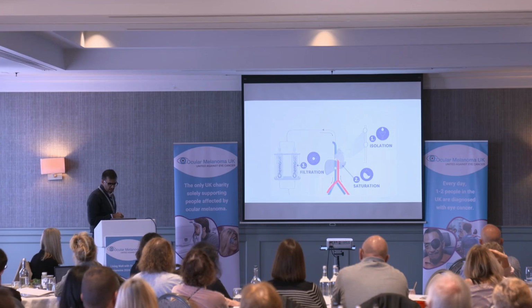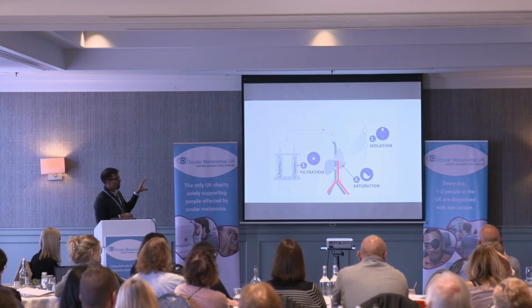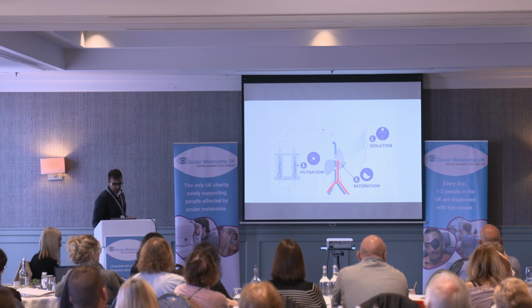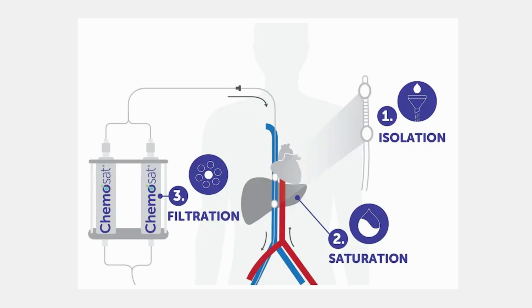So this is a schematic, but I'm going to go through videos to show you how it actually works. What I do is I deliver chemotherapy through the artery into the liver. Anything going into the liver has to come out again. So it goes in through an artery, leaves via a vein. The problem is if we allow it to leave the liver into the vein, it will spread all the way around the body and cause quite significant side effects.